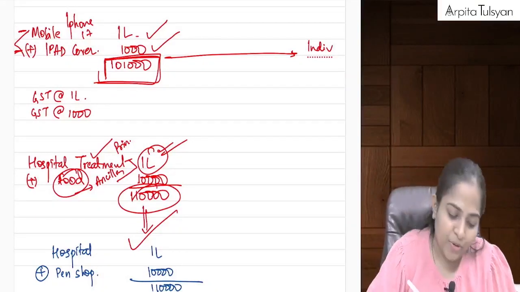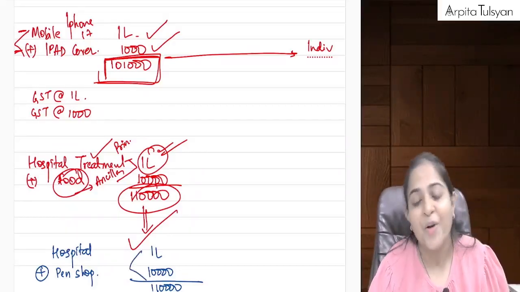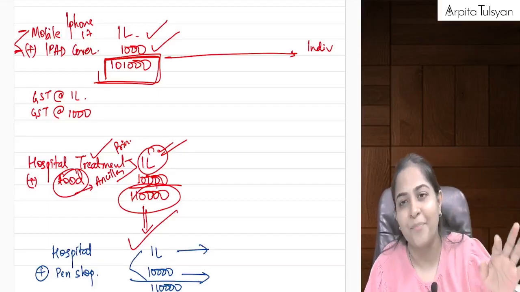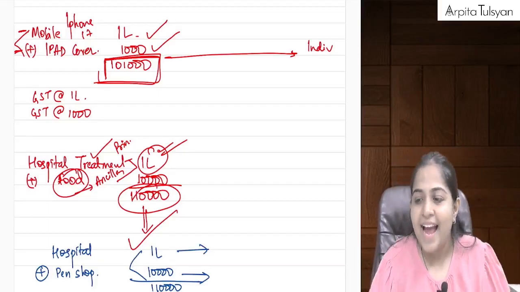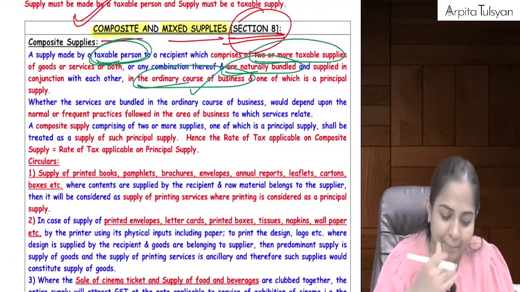It is not a composite supply. Is a pen generally bundled together with hospital services? No. So this will be taxed individually. On hospital, separate GST. On pen, separate GST. Understanding this? Yes. Similarly, there can be multiple examples of that.